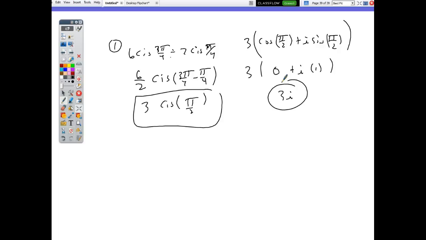So this is the first time we've done a problem that was actually easier to do with cis form. Because if you divide by 2 cis pi over 4, that would be something plus something i, which means you'd have to simplify it. And that would be unfortunate.